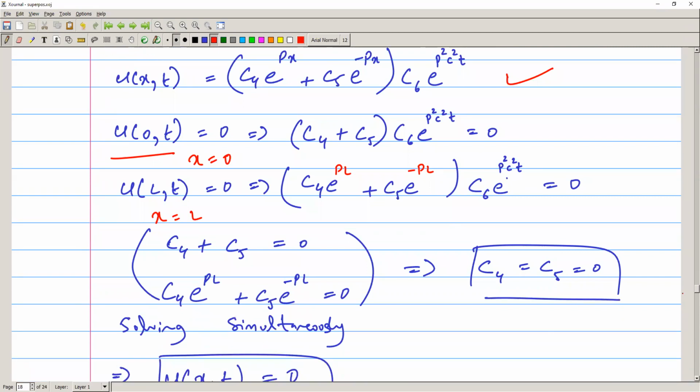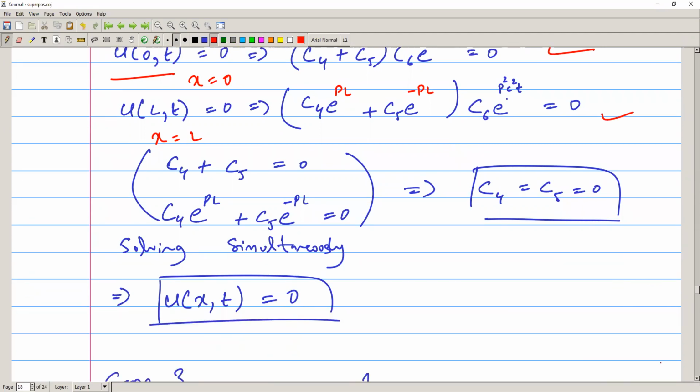So now we can use these two equations, this and this, to find c4 and c5. We will solve simultaneously. We will get c4 and c5 equal to 0. So again, u of x comma t is 0. So again, we have a trivial solution, right? This is called a trivial solution when u of x comma t is equal to 0.